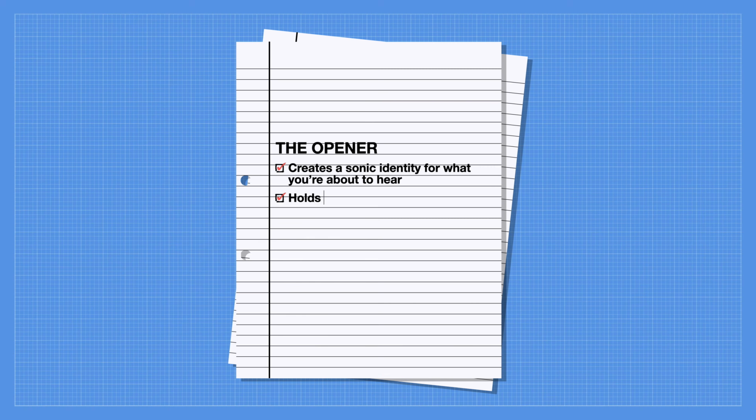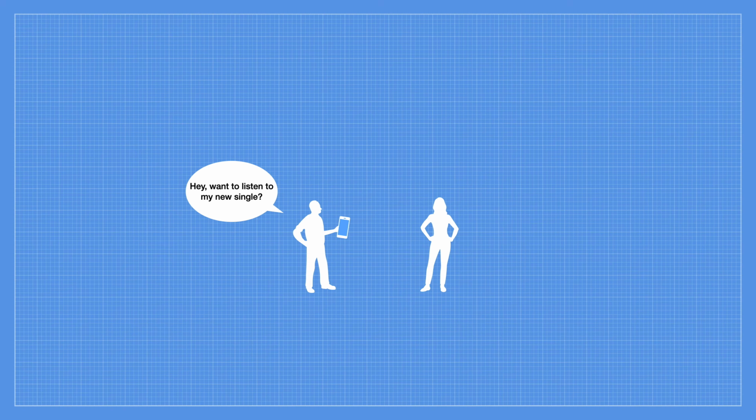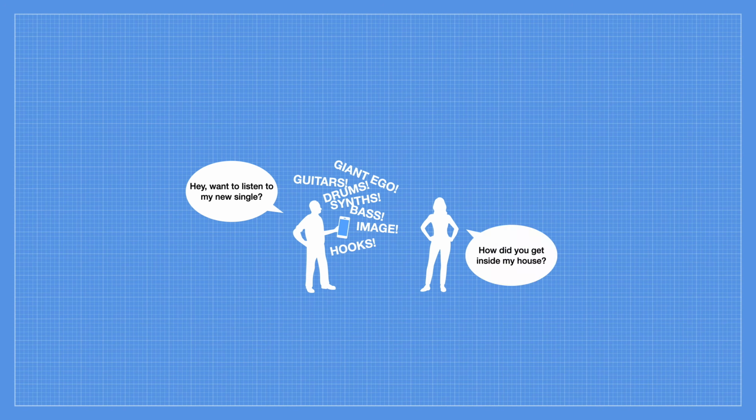The opener holds back. Your opener doesn't have to give away what you sound like. In fact, it probably shouldn't. You want to foreshadow, to create suspense, to hint at what's to come, to make your listeners' synapses fire. You don't want them entirely satisfied. You want them to look forward to what you have to offer, to be interested and engaged.